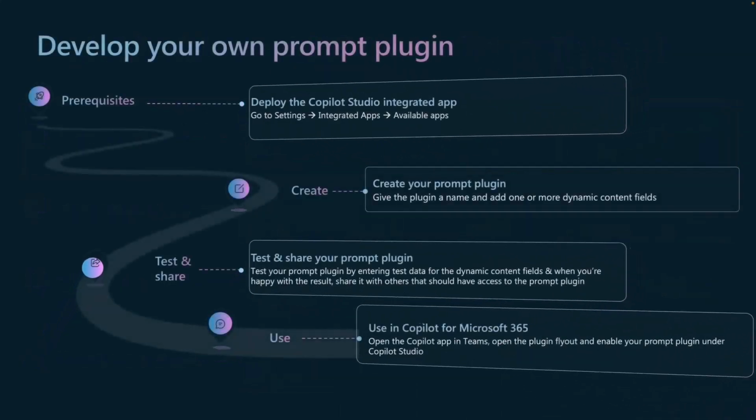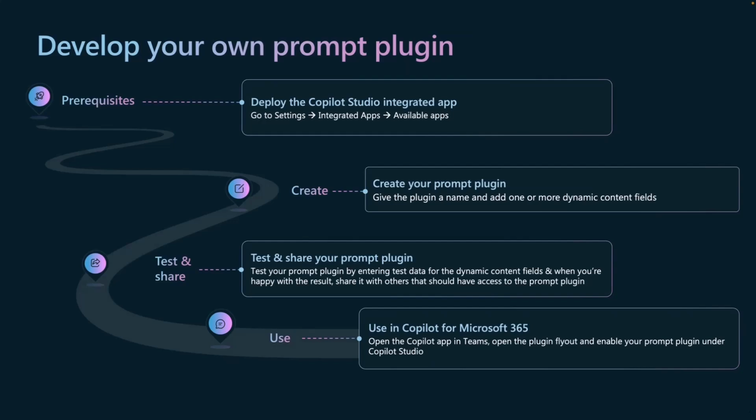How do you develop your own prompt plugin? First, you need to make sure that a couple of prerequisites are already fulfilled. The first one is to have a Copilot for Microsoft 365 license, because you need that if you want to use prompt plugins in Copilot for Microsoft 365. Another one is that you need to be part of the preview of the plugins in Copilot for Microsoft 365.